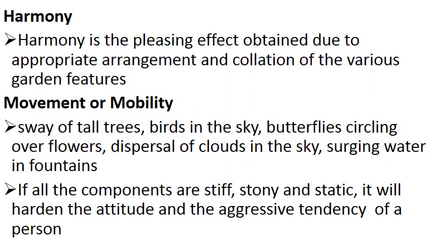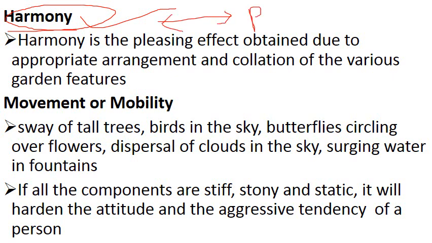The beauty of a landscape depends upon the degree of harmony of the different elements of the garden. So what is the meaning? Just remember, harmony is the opposite of rhythm. In rhythm, what will happen? In rhythm we make repetition, meaning the same feature repeated.